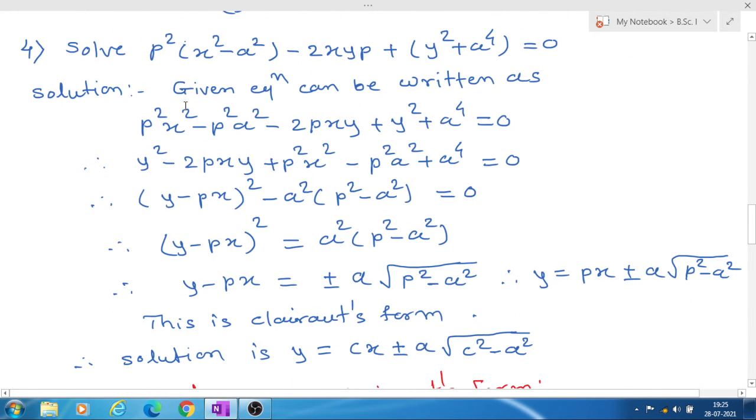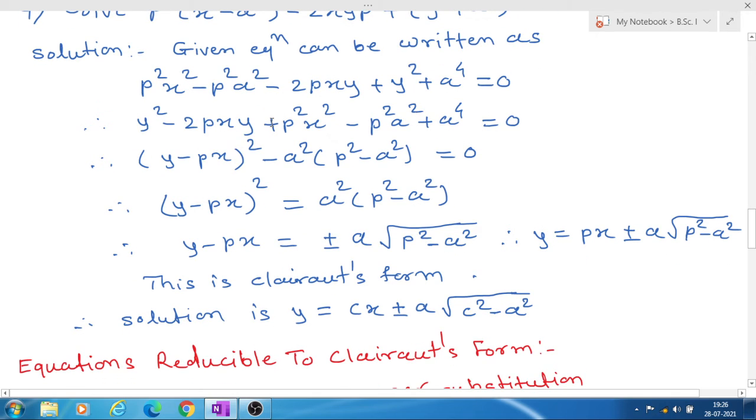Now see another example, p square into bracket x square minus a square, minus 2xyp plus y square plus a raised to 4 is equal to 0. Now we have to simplify this equation. This is not in Clairaut's form, so we have to simplify it. Multiplying this bracket by p square, we get p square x square minus p square a square minus 2pxy plus y square plus a raised to 4 is equal to 0.